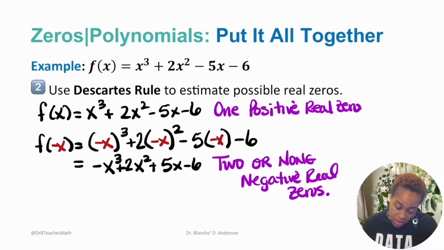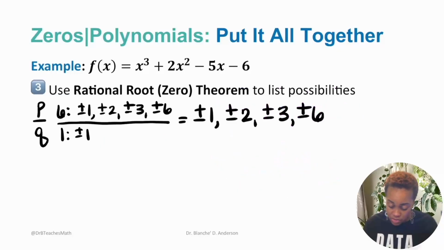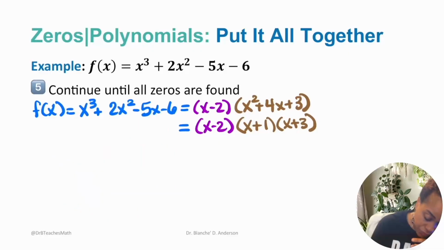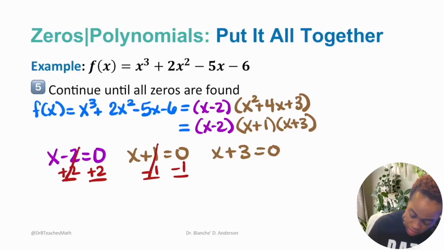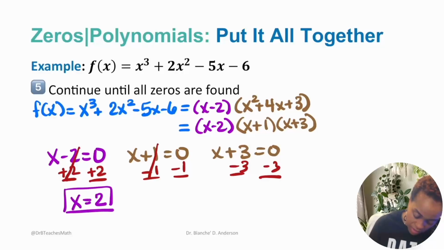And we said, what did we say? We said we had one positive zero and we had two or none negative real zeros. So if you look here, we have x minus 2 is equal to 0, x plus 1 is equal to 0, x plus 3 is equal to 0. Let's solve all of them. Add 2 on both sides. This one we're going to subtract 1 on both sides. And this one we're going to subtract 3 on both sides. So here we have x equals 2, which we knew that, right? Here we have x equals negative 1.